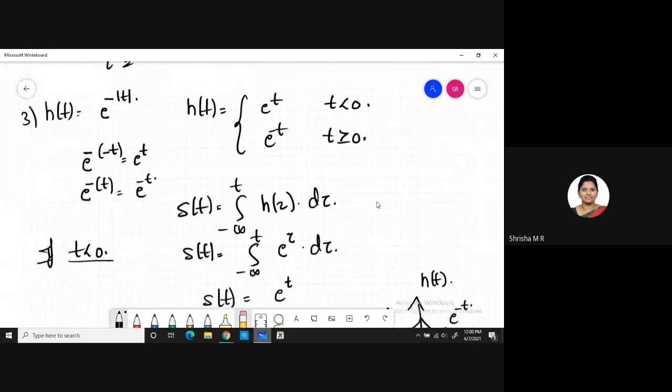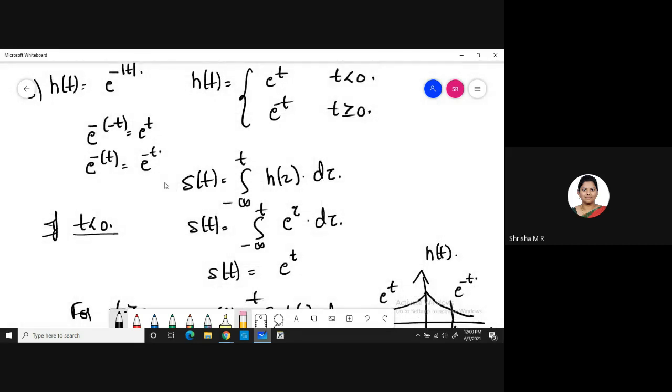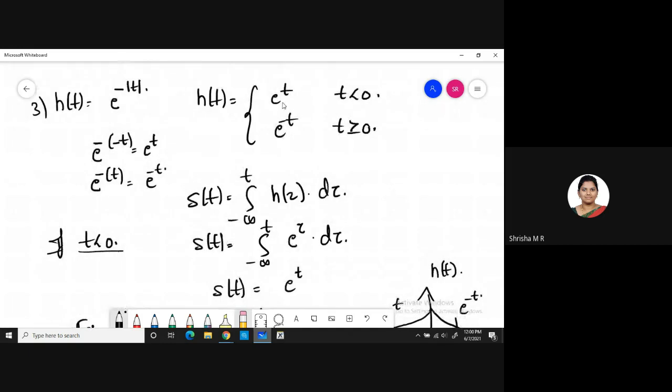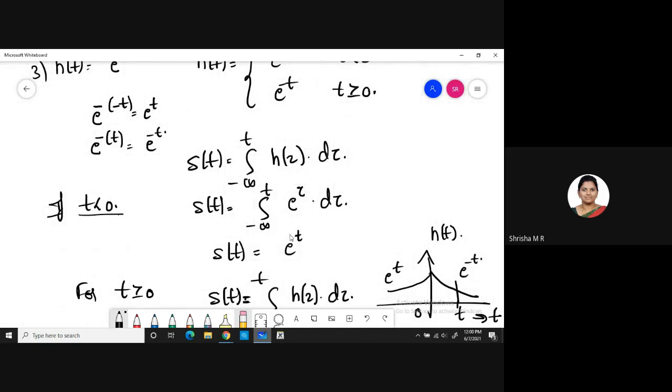I'll brief it once. So you have been given h of t equal to e power minus mod t. So that is equal to e power t when t is less than 0, and e power minus t when t is greater than or equal to 0. Okay, so our step response for continuous time signals is the integral from minus infinity to t of h of tau d tau. So if t is less than 0, we don't know what t is. It might be some negative value, minus 2, minus 3, anything. So S of t is the integral from minus infinity to t of e power tau d tau, because for negative values we take e power t, e power tau d tau. If you substitute the upper limit and lower limit, you get e power t.